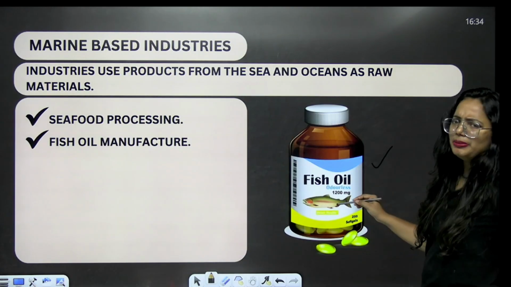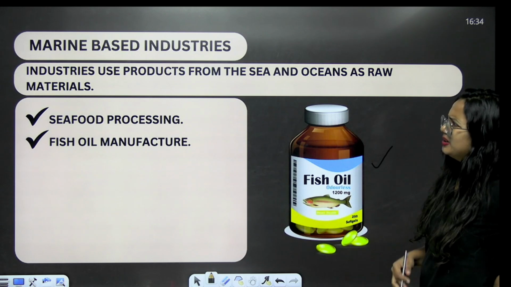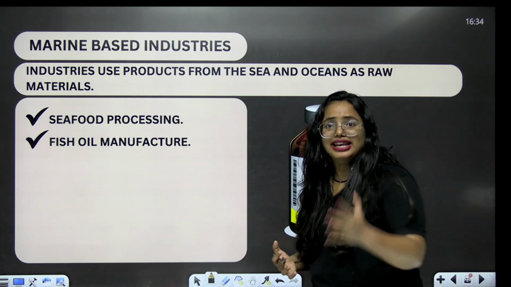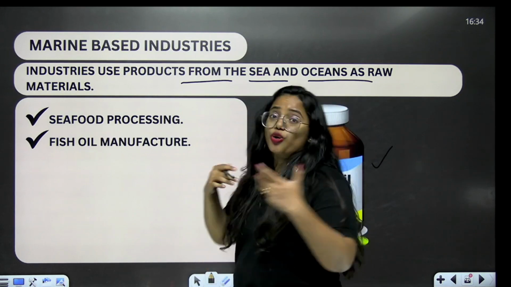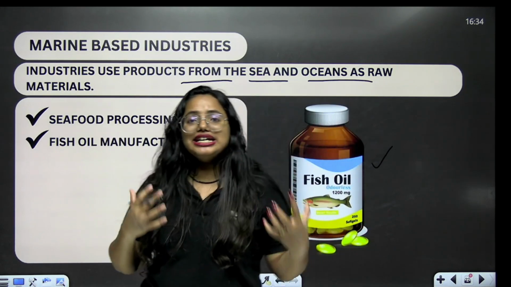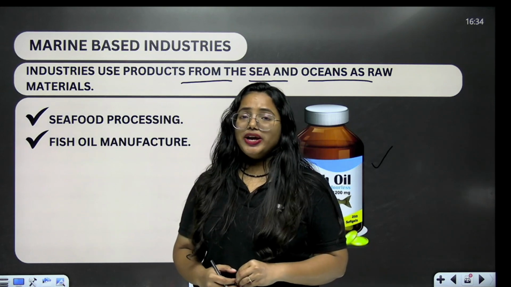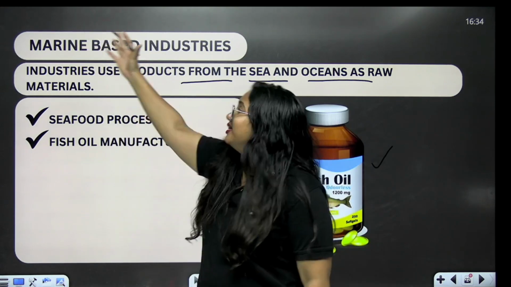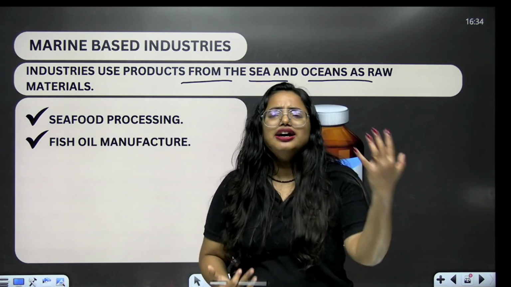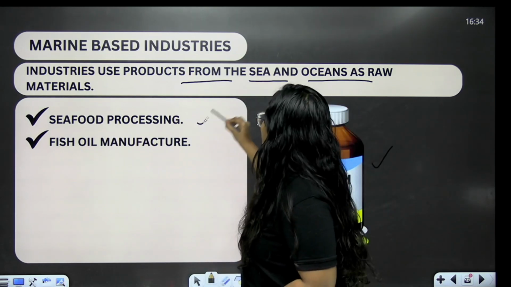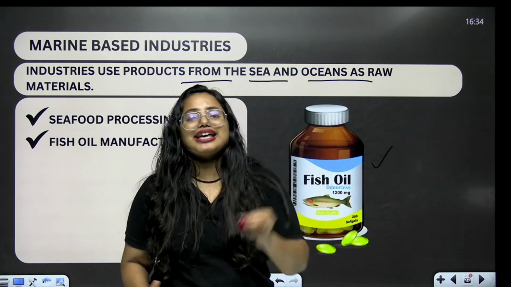It is given that it's nothing but the fish oil. How is fish oil connected with marine-based industries? Let's find out. Industries use products from sea and oceans as raw materials. So the raw materials are sourced from seas and oceans. That is the connection between these products and these industries. And what kinds of industries come under this category? Seafood processing, fish oil manufacture. These are considered as examples.